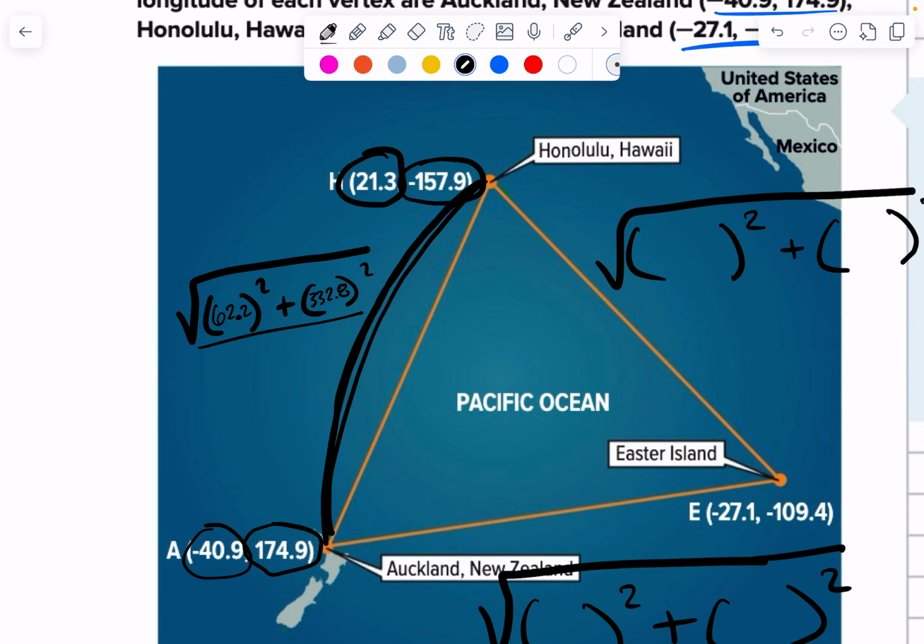All right, if I'm trying to find that distance, I'm going to square that, and I'm going to add to that 62.2 squared. And then I'm going to take the square root of that. And I get that distance is, I'll write it in a different color, 338.6. Okay?